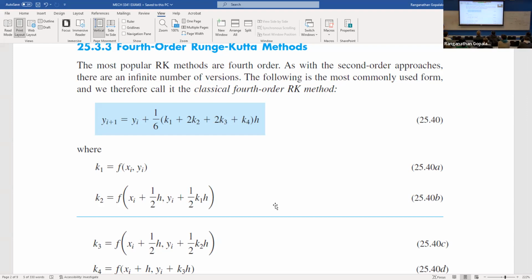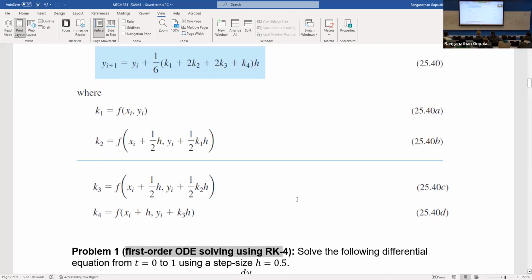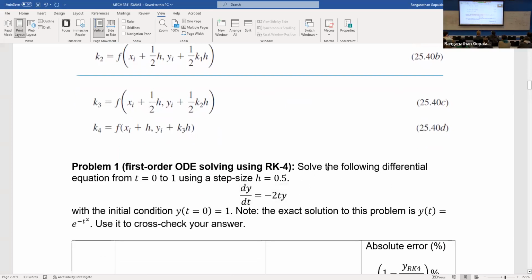Okay. So if you see the demo problem that I have here, solve the following differential equation from t equals 0 to 1 using a step size of 0.5. That's basically asking you to solve it at 0.5 and 1.0 with the initial condition y of 0 is 1. You can easily integrate this equation and get the exact solution, which is exponent of minus t squared. And I'm even giving you a hint of how to cross check your answer.